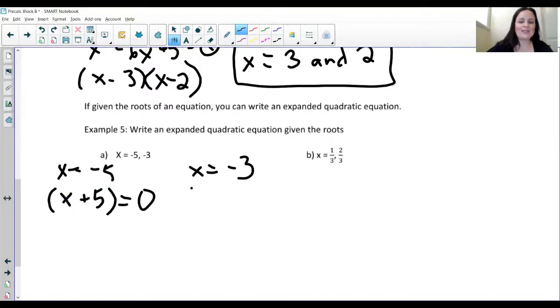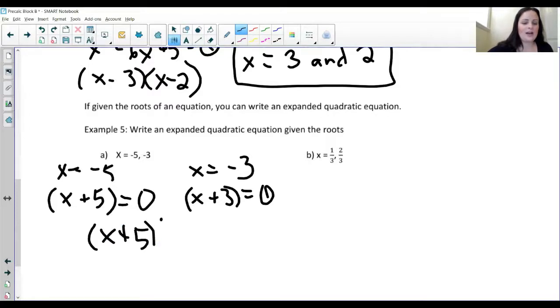Yay! And then we do the same one with the other one. What plus negative 3 will give you 0? And it's 3. Yay! It's the opposite symbol. Okay, so that means the quadratic that you could write that has these solutions would be x plus 5 times x plus 3 equals 0. Now, it's not the only parabola that has those solutions.